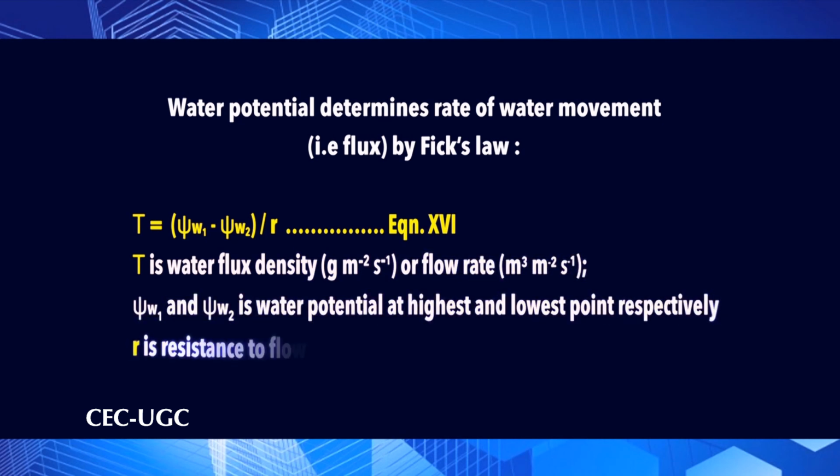Tau is equal to psi W1 minus psi W2, whole divided by R, where tau is the water flux density, that is given as grams per meter square per second, or flow rate, that is meter cube per meter square per second, where psi W1 and psi W2 are the water potential at the highest and lowest point respectively, and R is the resistance to flow.